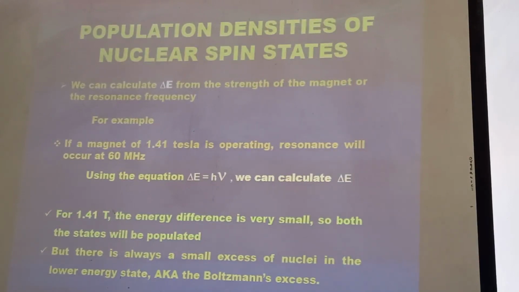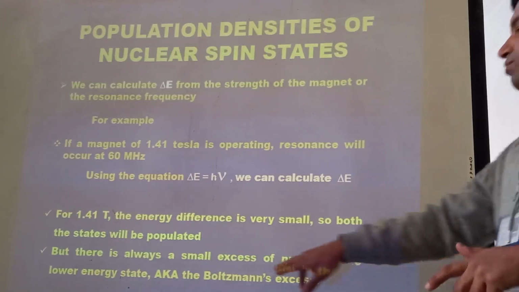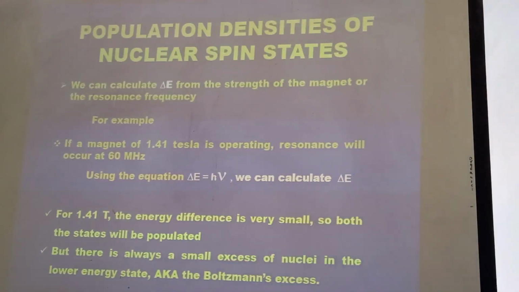There would be some nuclei in the alpha state, and there would be some nuclei in the beta state. But what is the population density? Is it the same for alpha and beta states? No. There always is some small excess of nuclei in the alpha state. This is natural. You know that everything wants to be at a lower energy state, because that is a state of stability. The same is the case here.